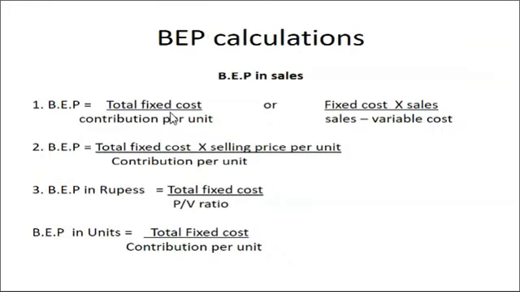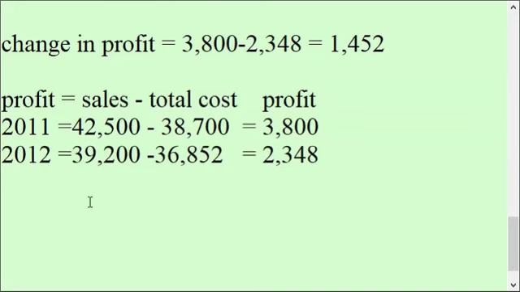See here, total fixed cost divided by contribution per unit, not possible. Fixed cost divided by sales minus contribution, not possible. This also we cannot apply. Total fixed cost divided by PV ratio, that also we cannot apply. So here, fixed cost divided by PV ratio. Yes, BEP in rupees is fixed cost divided by PV ratio. This formula we can apply for finding the BEP.